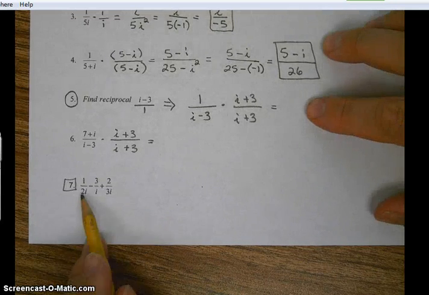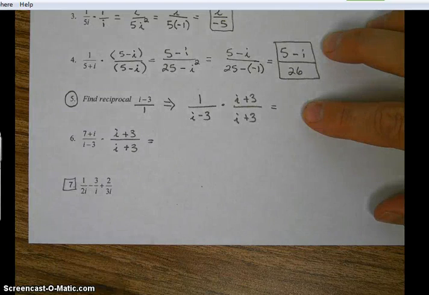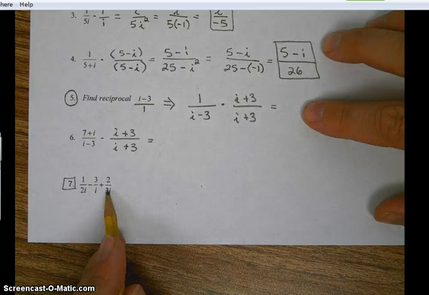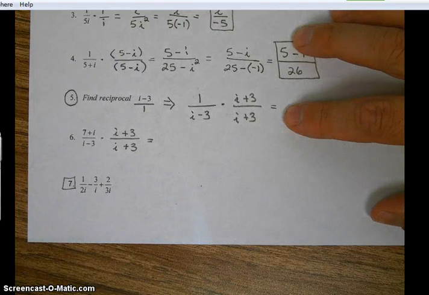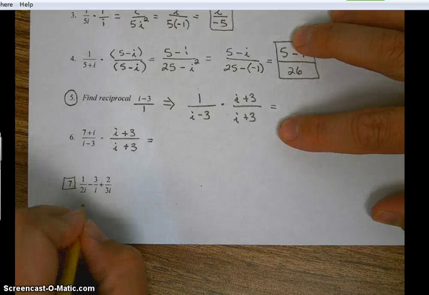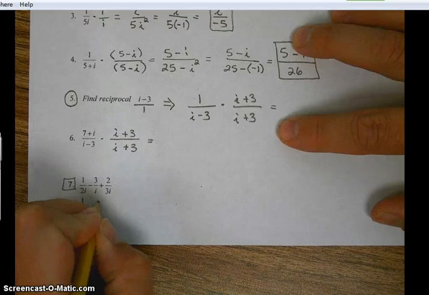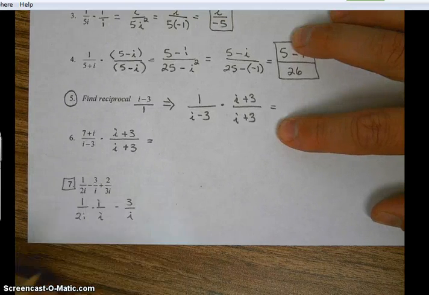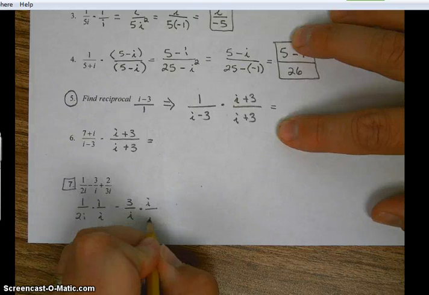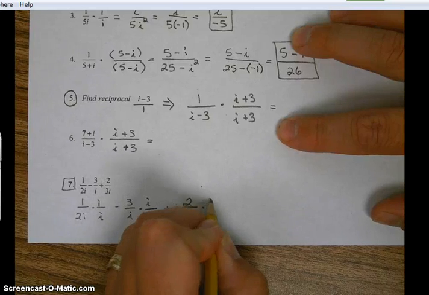Now, notice we're subtracting and adding some fractions. Well, there's a problem. Do you guys see it? Yep, that's right. We got i's in the denominator. So first thing we want to do here is get the i's out of the denominator. Okay, so we've already learned how to do that. I'm going to rewrite it. So 1 over 2i, multiply that by i over i. Okay, minus 3 over i, multiply that by i over i, plus 2 over 3i, multiply that by i over i.